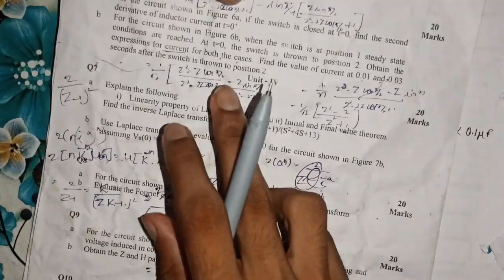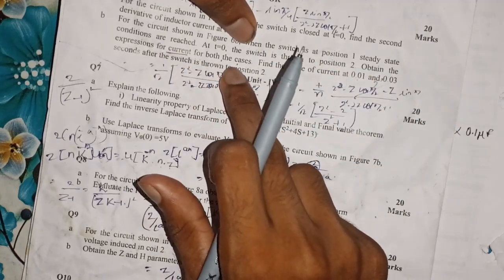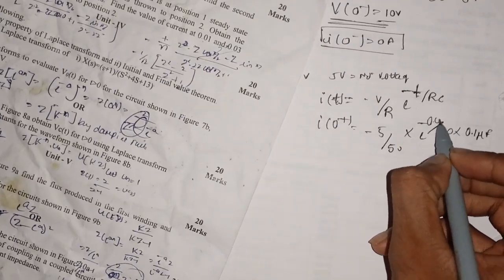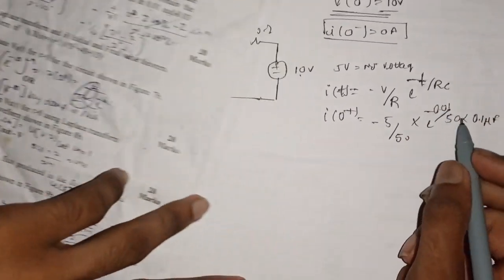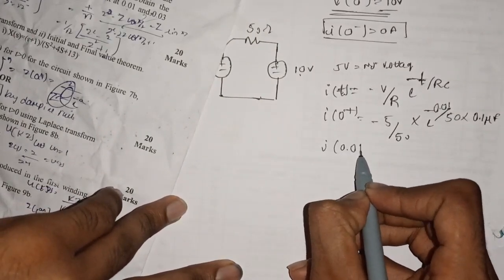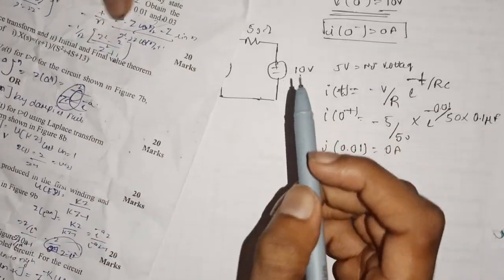The time value is given for the cases, we can see here that the switch is thrown to position 2. Obtain the expression for current for both the cases. Find the value of current at 0.01 seconds. Please make sure that your time is in seconds. So on calculation you get the value at 0.01 as 0 ampere.